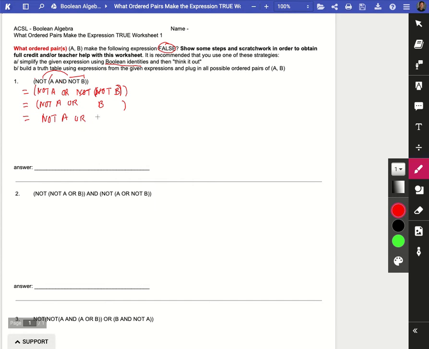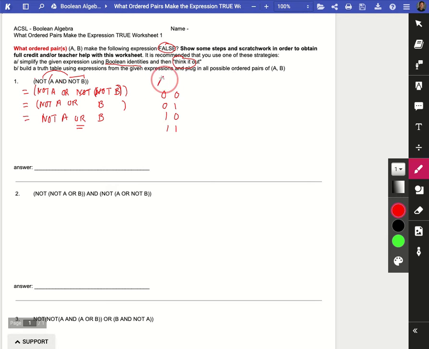Now, reading the question closely, what ordered pairs, A and B, make the following expression false? There are four possible ordered pairs. I always like to list them 0, 0, 0, 1, 1, 0, and 1, 1 in that order. We could manually plug those in, or we could just think it out. Let's do some thinking it out. To make this overall expression true, because it has an or, anytime B is true, that makes the whole expression true because or allows either side to be true to make the whole thing true.